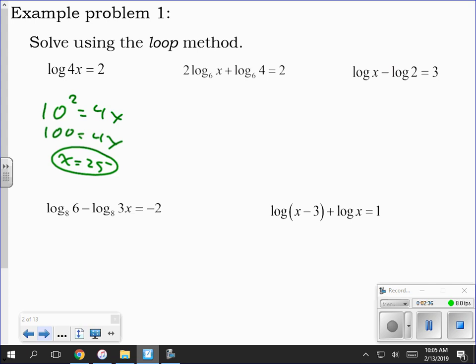Second one. I need to combine them into one logarithm before I loop. So my first step, bring the power up. So I have log base 6 of x squared, and then because it's addition, log base 6 of 4x squared is equal to 2. Because I have to multiply them. When I have addition and multiply, we put it in the correct order.